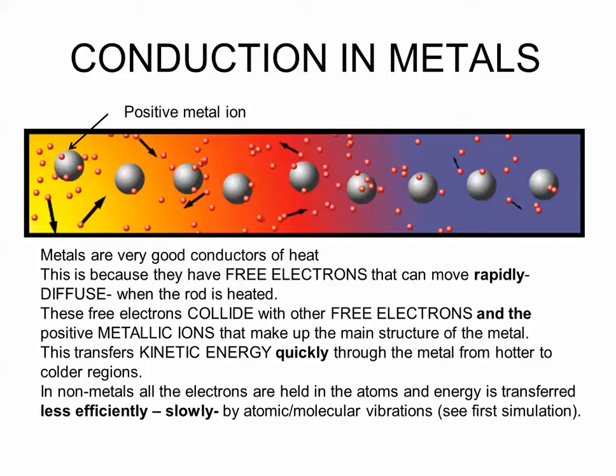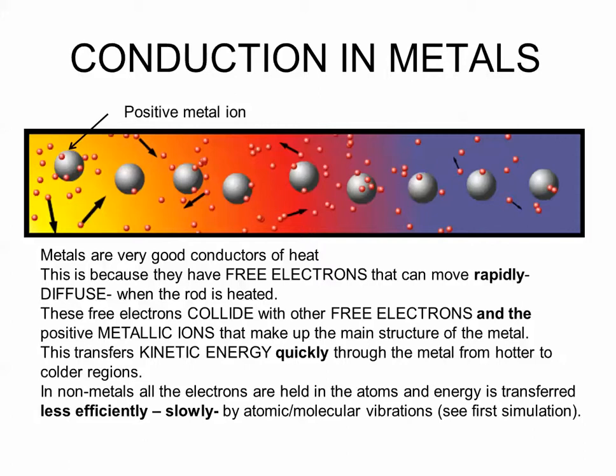Because they're very small, they gain kinetic energy extremely quickly. They've got small mass, they actually move very quickly, and these electrons can move extraordinarily quickly from hotter regions to colder regions, and that allows the transfer of heat extremely quickly from hot to colder regions. The electrons collide with atoms in the cooler regions, so energy is transferred extremely quickly from hotter regions to cooler regions by the movement of these electrons.